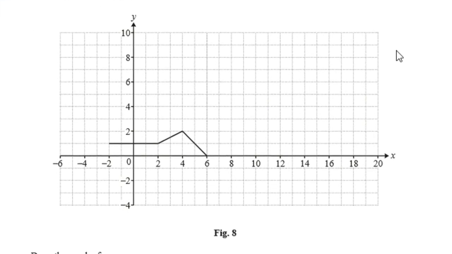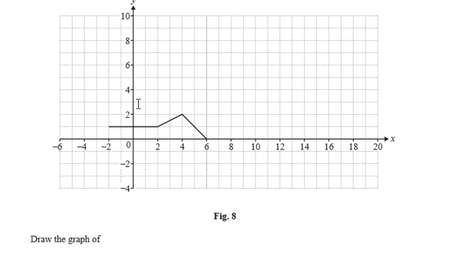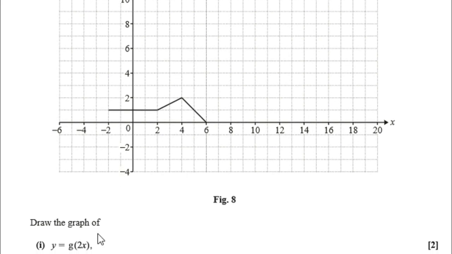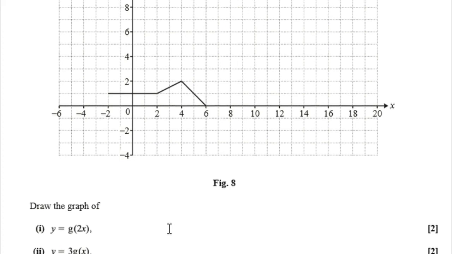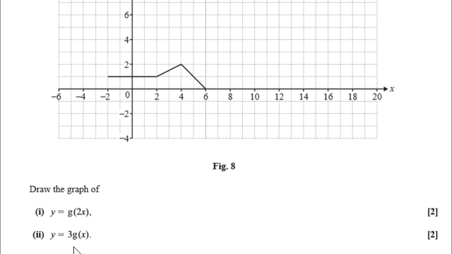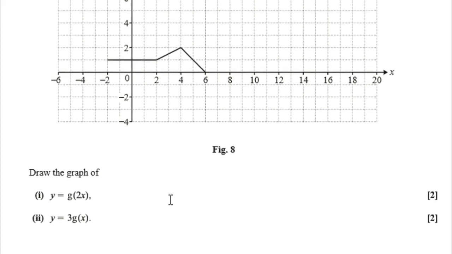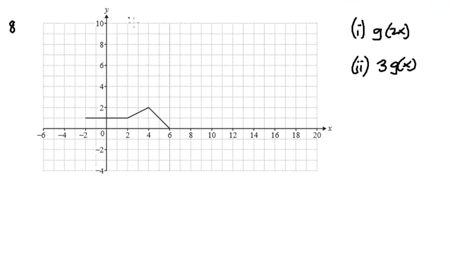And finally, we have question 8. So y equals g of x, and we need to draw the graph of y equals g of 2x and y equals 3g of x. Okay, let's start with g of 2x. For this question, I'll just use red for good reasons. g of 2x is a horizontal stretch by a half, factor a half.